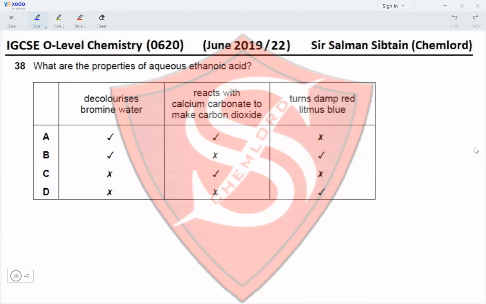Question 38. What are the properties of aqueous ethanoic acid? Does it decolorize bromine water? No, it does not. This eliminates options A and B. Reacts with calcium carbonate to make carbon dioxide? Yes, it would react. So this eliminates option D. And does it turn damp red litmus blue? No, it would turn damp blue litmus red. So this makes option C the correct option for this question.